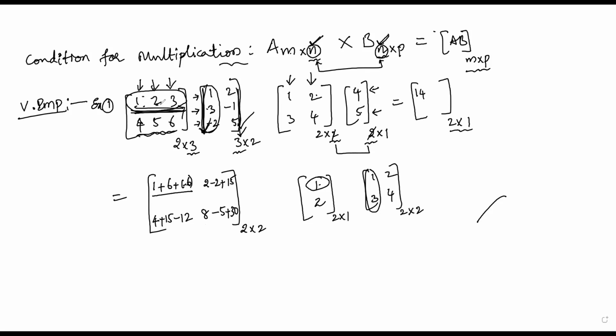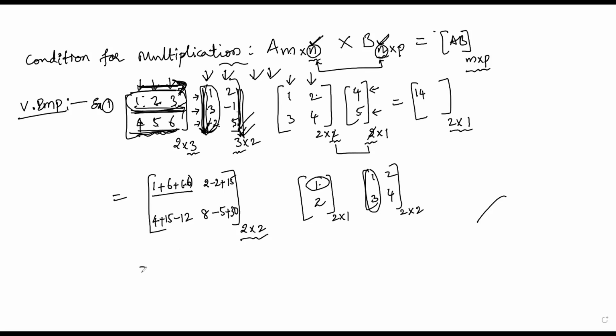1 into 1 plus 2 into minus 1 plus 3 into 5. Yes, sir. Next, 4 into 1 plus 5 into 3 plus 6 into minus 2. Second row, first column, second row, second column. So like that. First row, first column, first row, second column. If third column is there, first row, third column, fourth column, like that. You understand? Yes, sir. So that is the reason, 2 by 2, na?